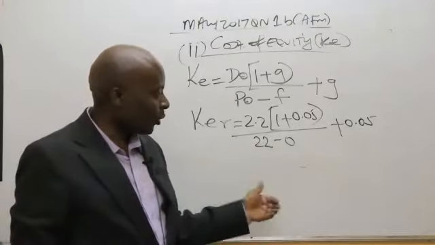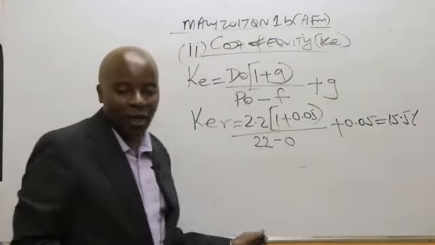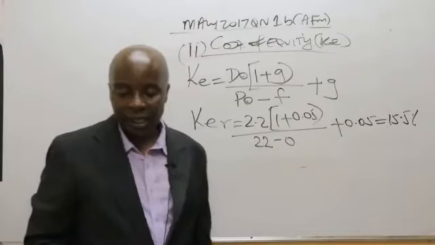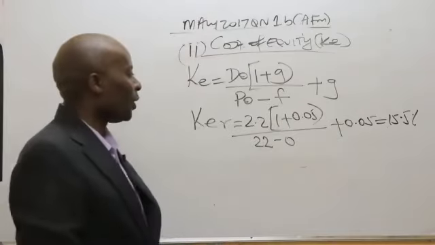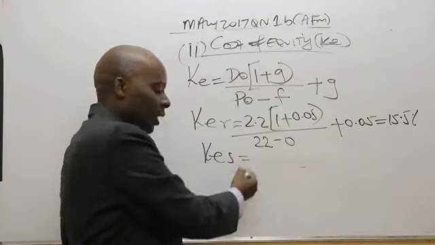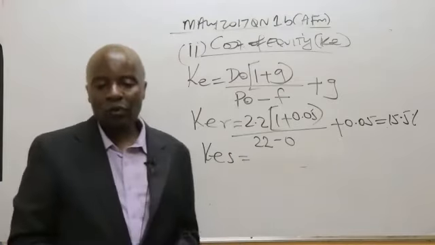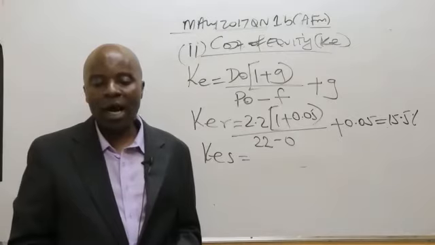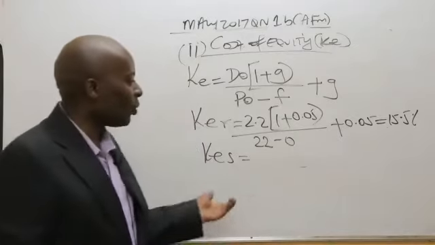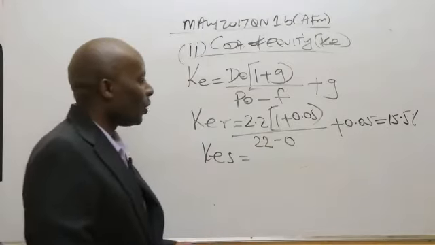I'm seeing so many of my students saying that the correct answer is supposed to be 15.5. If that is the case, then I can easily go to the second situation where I'll be able to give them the cost of equity of ordinary shares. Cost of equity of ordinary shares, what do I have? Every other thing will remain the same.